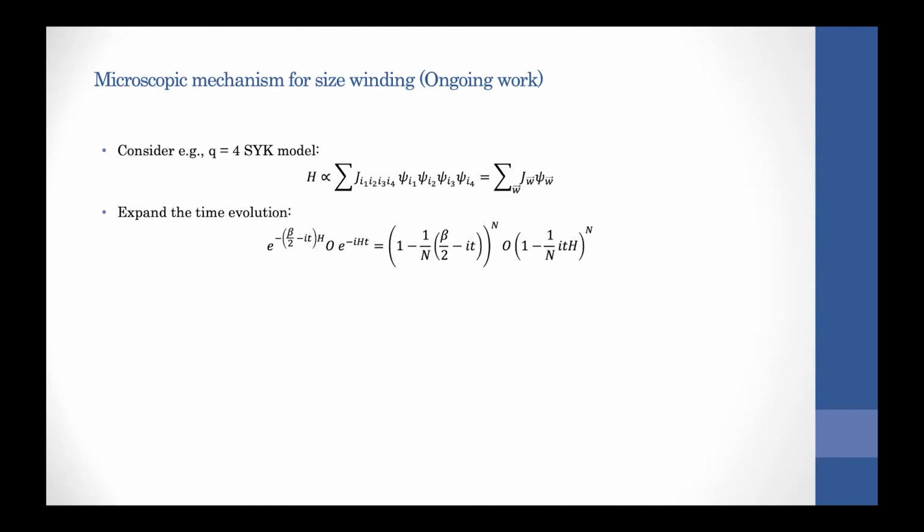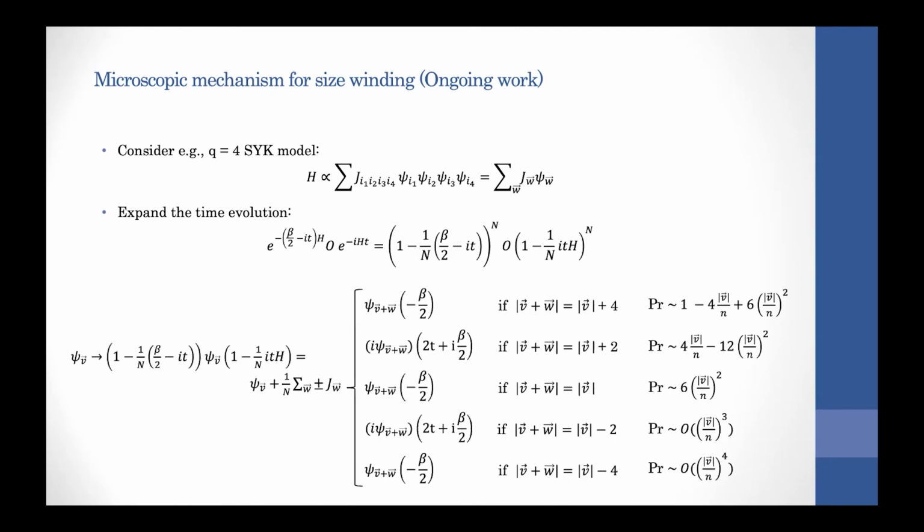So I have a simulation time now that goes from 1 to n. And I just implement these operators one by one on both sides to really create the operators. So now suppose that the operator O is a Majorana fermion of a certain size. It's indexed by this V. After one computational time step, you multiply it on the left by 1 minus (1 over n)(beta over 2 minus it) H, and multiply it on the right by 1 minus (1 over n) iH t. So there should be an H here, sorry.